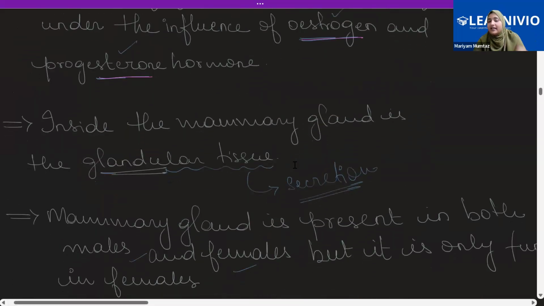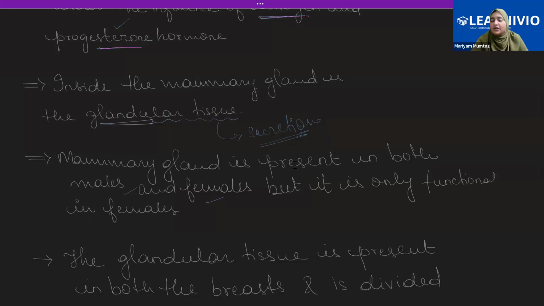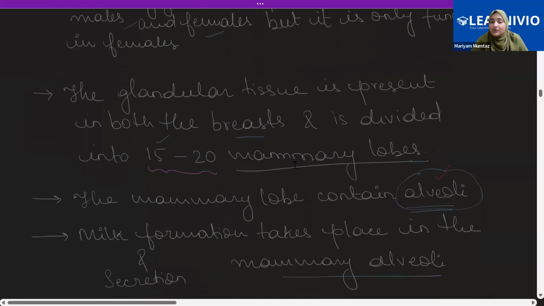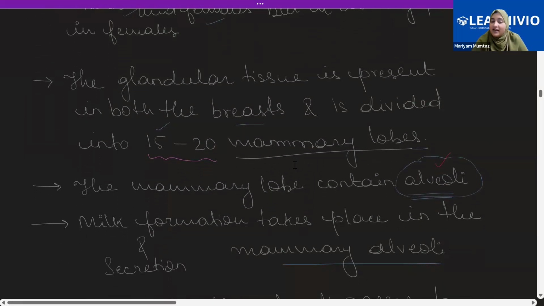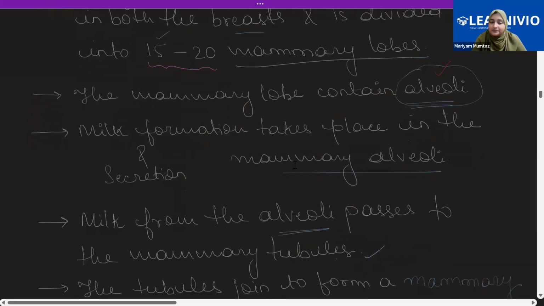Inside the mammary gland, there is glandular tissue, which is responsible for the formation of milk and later the secretion of milk after the birth of the baby. The mammary gland is present in both males and females, but it is only functional in females. The glandular tissue is present in both breasts and is divided into 15 to 20 mammary lobes. Inside the lobe, there are alveoli. The formation and secretion of milk takes place in the alveoli itself.